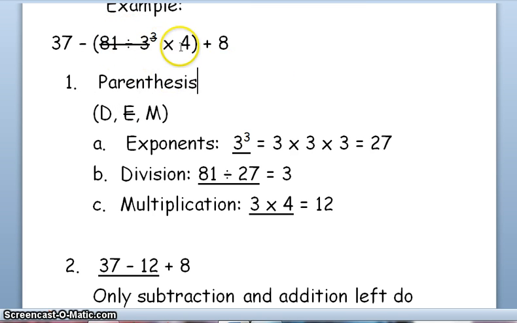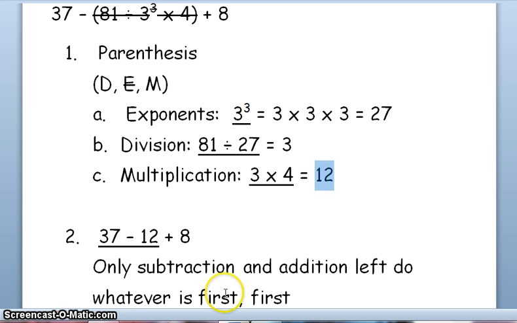So then I would have 3 times 4, and 3 times 4 is 12, and that would totally eliminate everything inside the parentheses. So I can honestly say now that my parentheses are taken care of, and my final answer for the problem in the parentheses is 12. So then I would end up with 37 minus 12 plus 8, because I'm still going to keep this sign, this sign, this number, and that number, since I haven't done anything with those. I just took care of what was inside the parentheses.